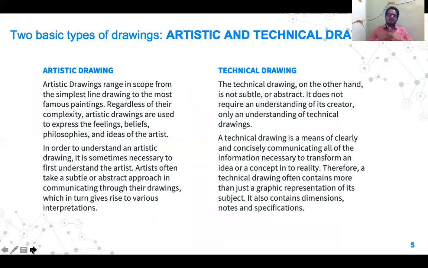So now we have seen what is graphical communication, we have seen what is drawing. Now, drawing is categorized into two categories: artistic drawing and technical drawing. On the left hand side, we will see what artistic drawing is. Artistic drawings range in scope from the simplest line drawing to the most famous paintings. There are many famous paintings in the world. So an artist can draw anything. It can be a simple line, or it can be many famous paintings as well.